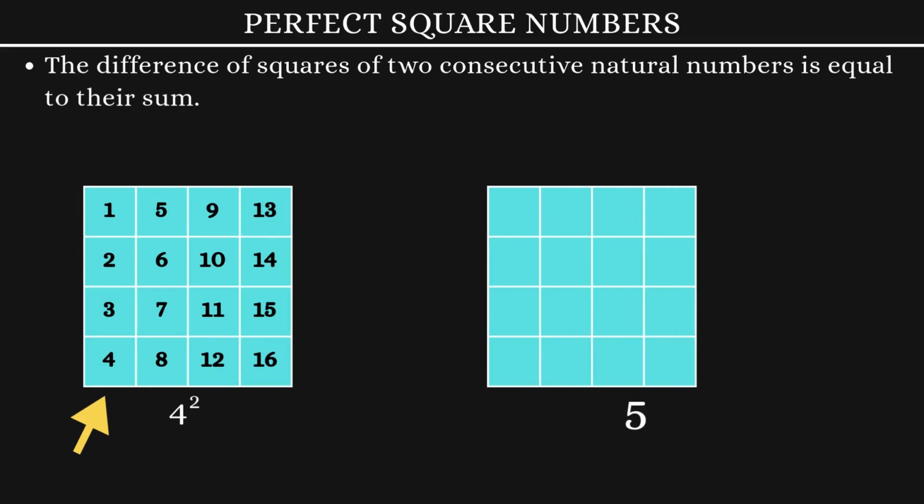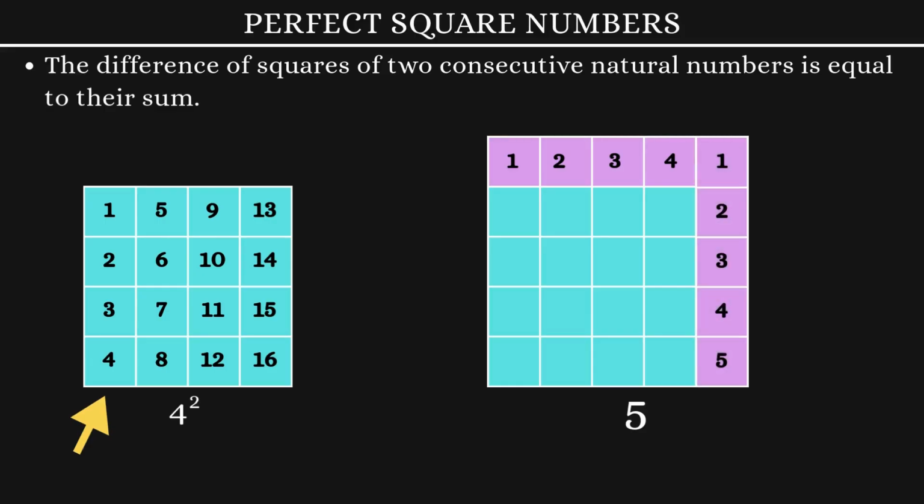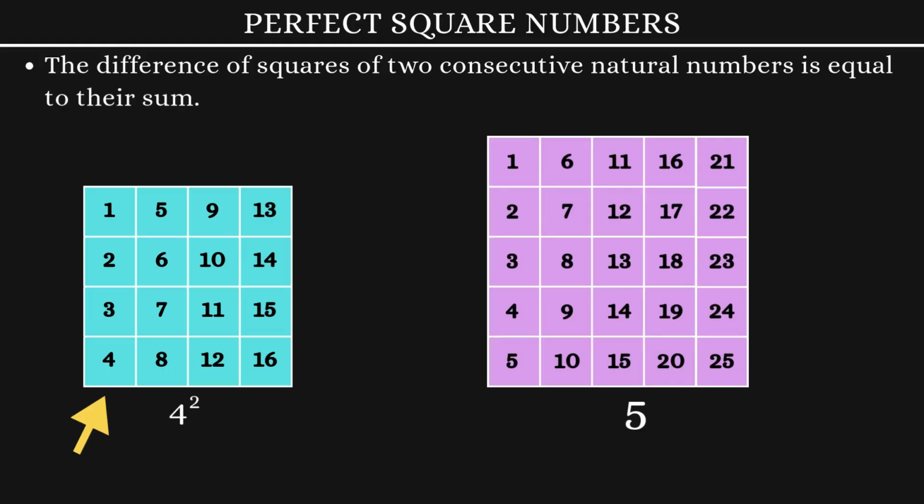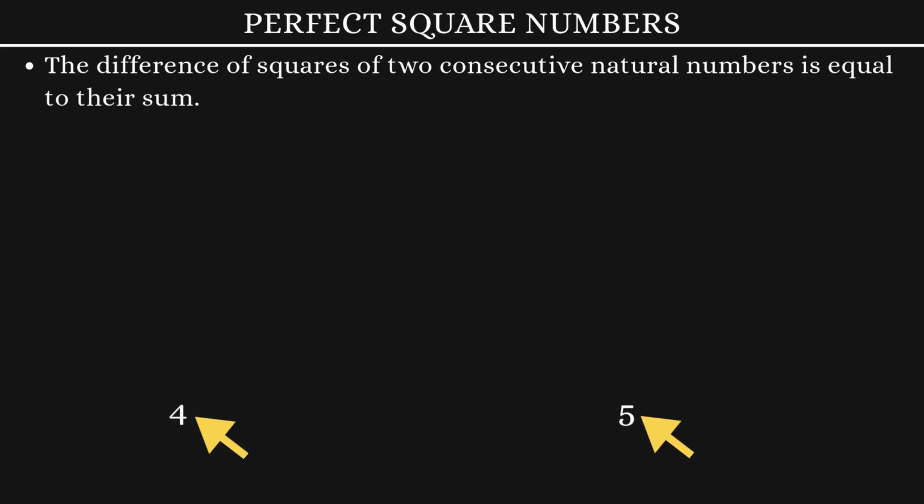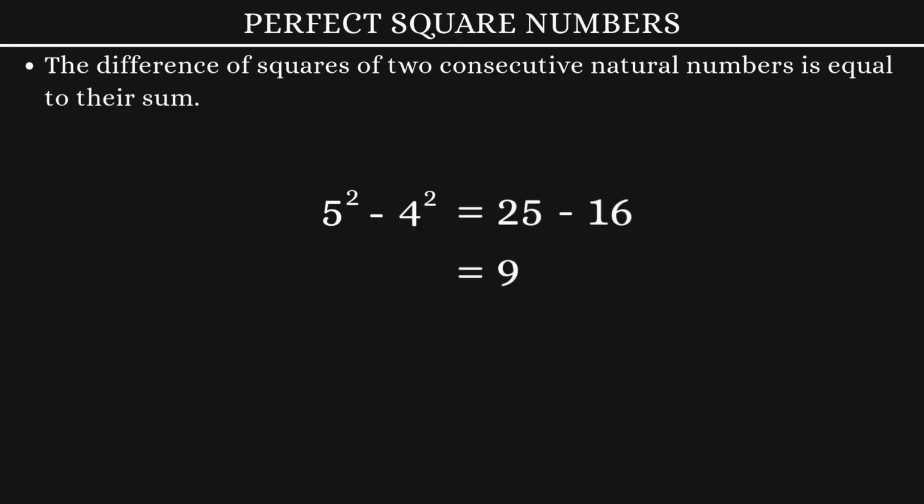Now, when you add 4 small squares and 5 small squares, you get a total of 25 small squares, which is nothing but 5 squared. These are the two consecutive numbers, and when you find the difference of their squares, we have the sum of these two numbers. This is true for any two consecutive natural numbers.